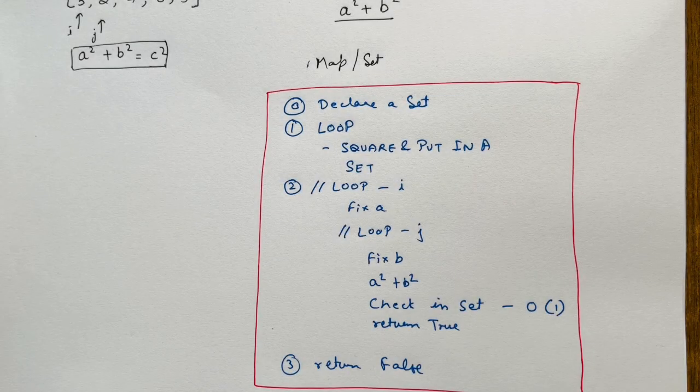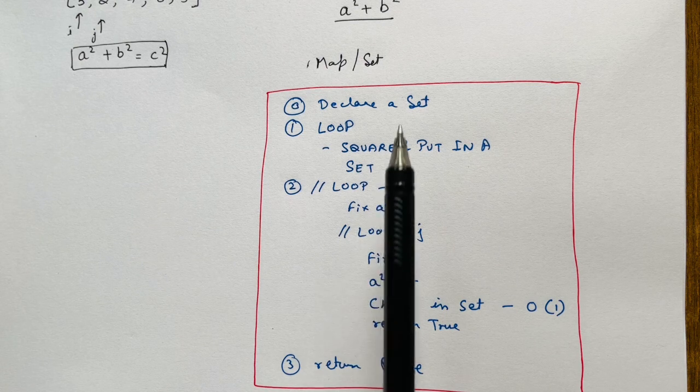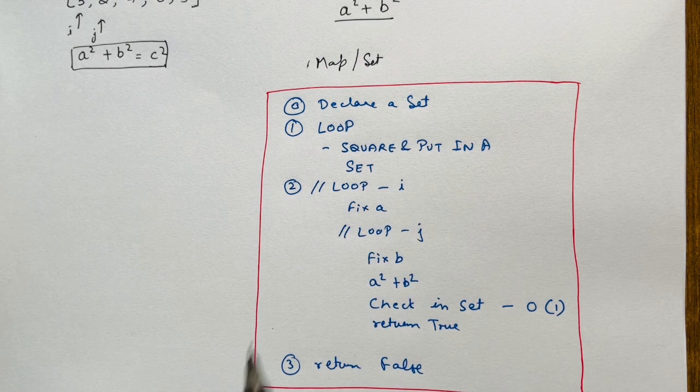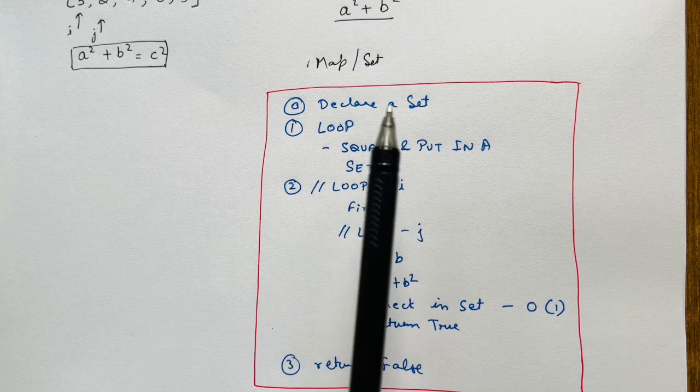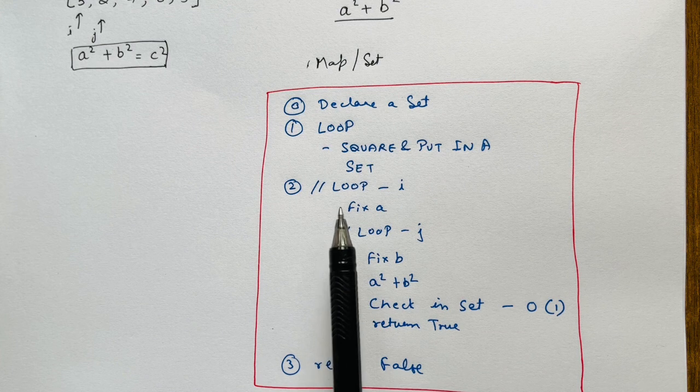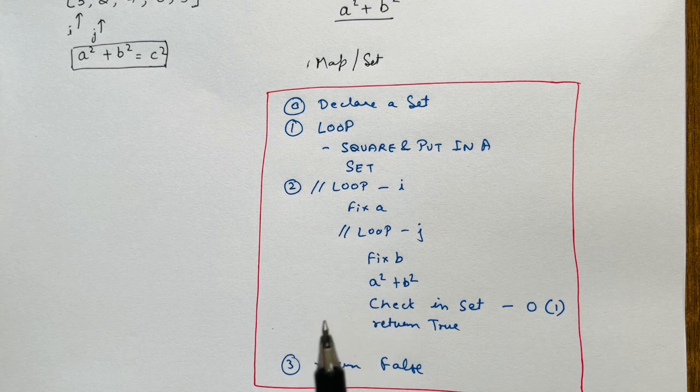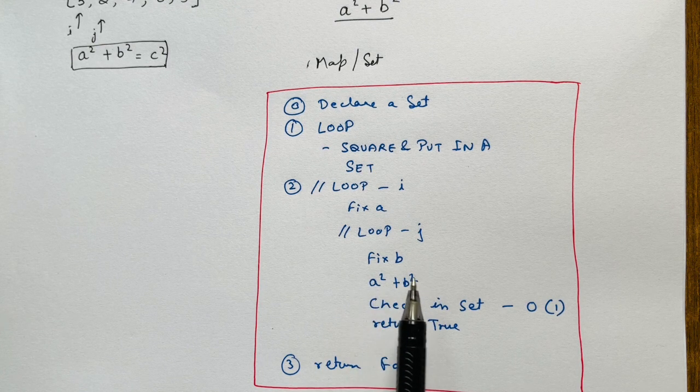So what will our approach look like? We will first declare a set, then we will loop over this array, and for every element we will square it and put it in the set. Then we will run 2 loops fixing a and b. We will find the value a square plus b square, and we will check the existence of this value in the set. If this value exists, then we will return true, otherwise we will return false.